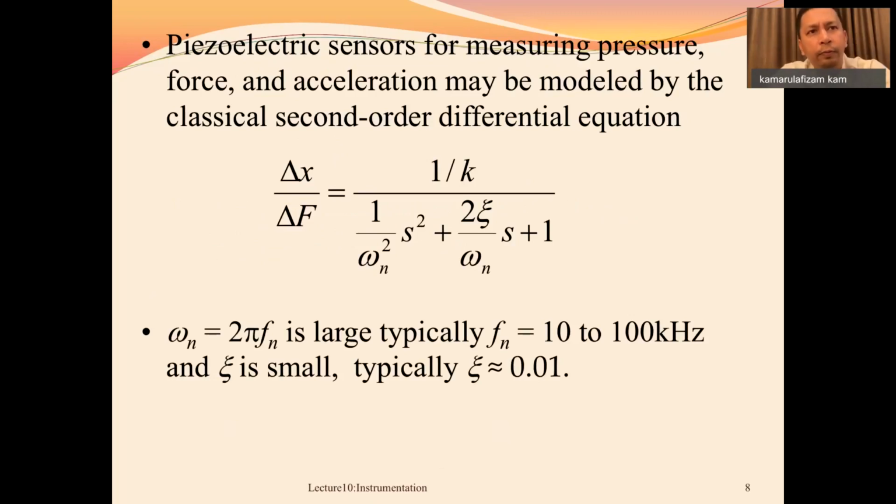Moving forward, piezo material, piezoelectric sensors for measuring pressure, force, and acceleration can be modeled by the second order differential equation. You know about this equation, where all the subparameters here are very well explained down there. And the most important thing for you to see here is the omega, which is very much depending on the frequency.